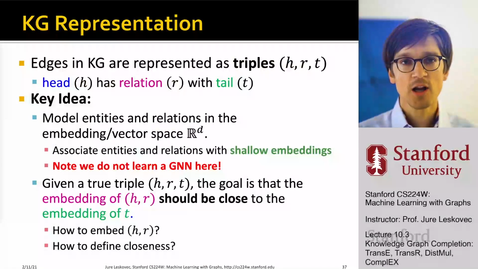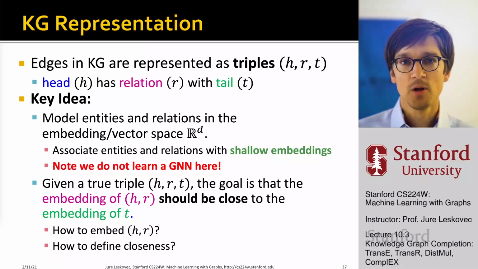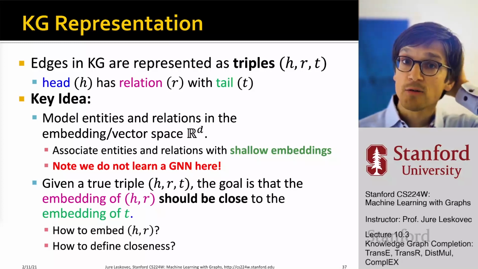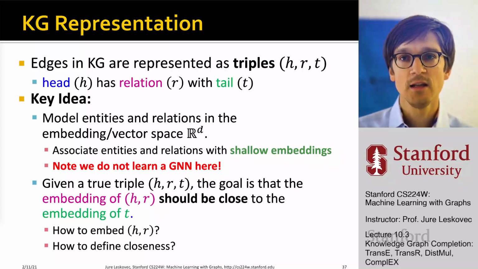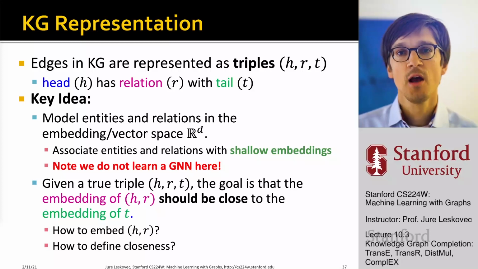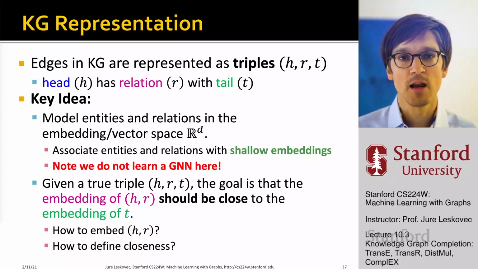The knowledge graph is represented as a set of triples: head, relation, tail. The head is the source, the relation is the type of relation, and the tail is the endpoint of the relation. So the head could be Barack Obama, the relation would be nationality, and the tail would be United States. The key idea is that we want to model entities and relations as embedding points and vectors in the embedding space, and we want to associate entities and relations with shallow embeddings, as I mentioned. We are not using GNNs, just to keep our life simple.